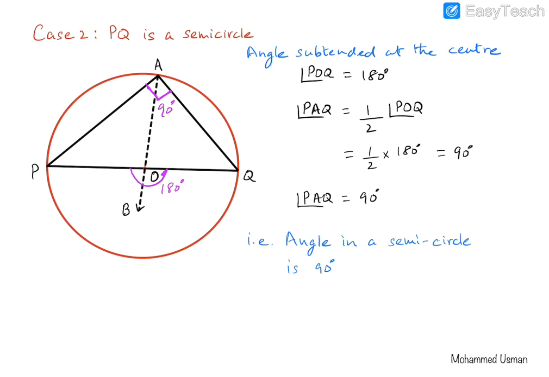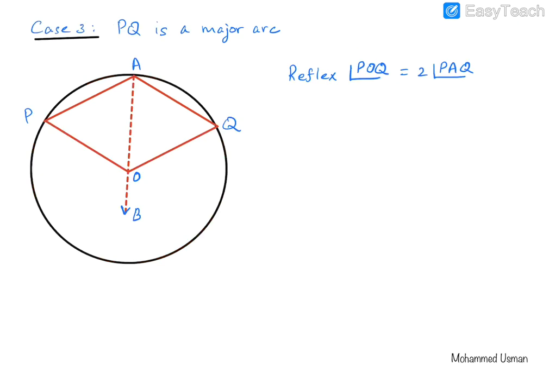That's our second case. Okay, let's look at the third case where we will consider the angle subtended by the major arc. So we have here the angle subtended by the major arc PQ.